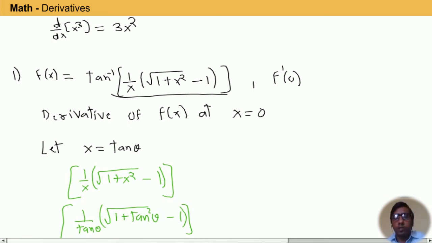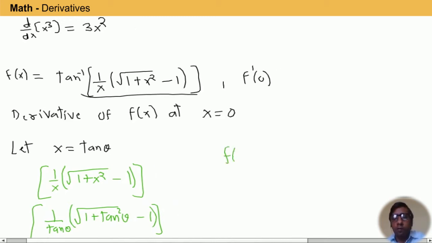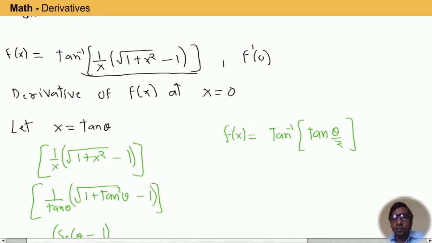Just substituting here tan theta by 2. So let us try to solve that part over here. f(x) equal to tan inverse of this whole tan theta by 2. We know that tan inverse of tan x is x, so theta by 2 after simplifying.